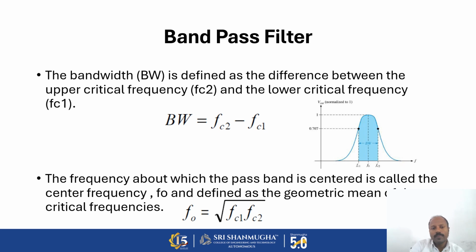So this is the equation to find out the bandwidth. That is, the bandwidth is given by FC2, the higher cutoff frequency, minus the lower cutoff frequency FC1. So it is defined as the difference between the upper critical frequency and the lower critical frequency. The frequency about which the pass band is centered is called the center frequency. The frequency which exactly lies between the lower cutoff frequency and higher cutoff frequency is called the center frequency, and it is given by f0 equal to root of FC1 into FC2.